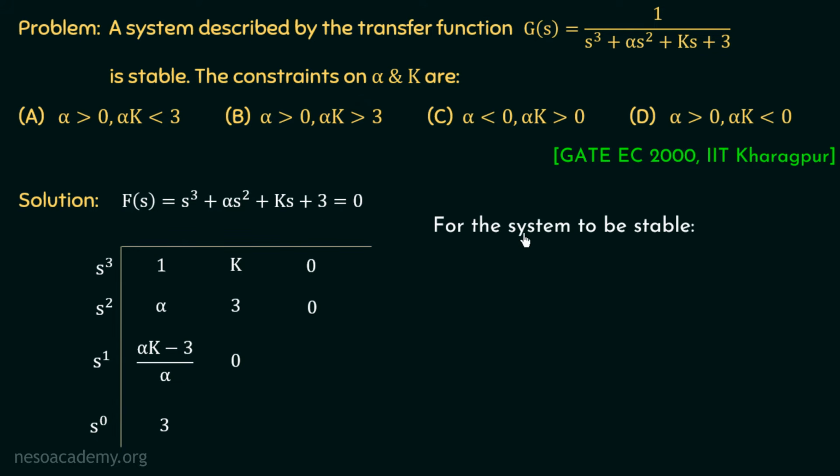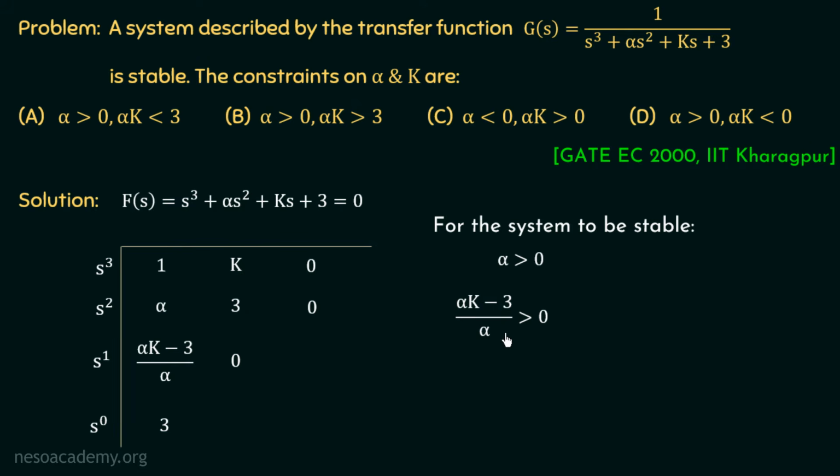Now, for the system to be stable, all the coefficients in the first column of the Routh array must have the same sign. Or we can say all the coefficients must be positive. So alpha should be positive and (alpha k minus 3) over alpha should also be positive. So we can say that alpha should be greater than 0 and (alpha k minus 3) over alpha should be greater than 0.